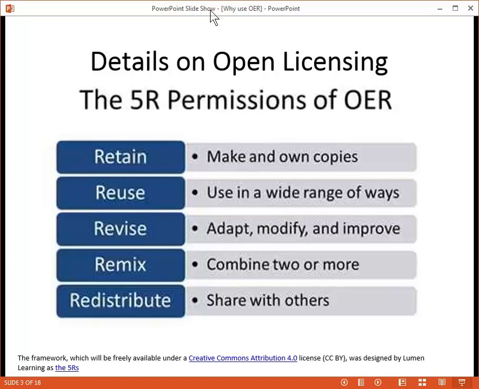in your course. Remix means you can take multiple resources and put them together into a single learning resource for your class. And redistribute means you can share the content with others, in this case students.